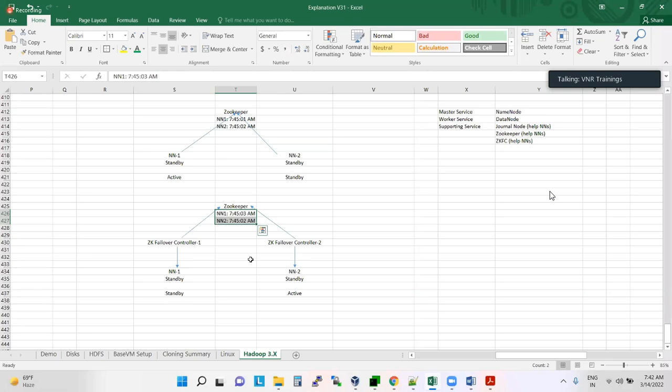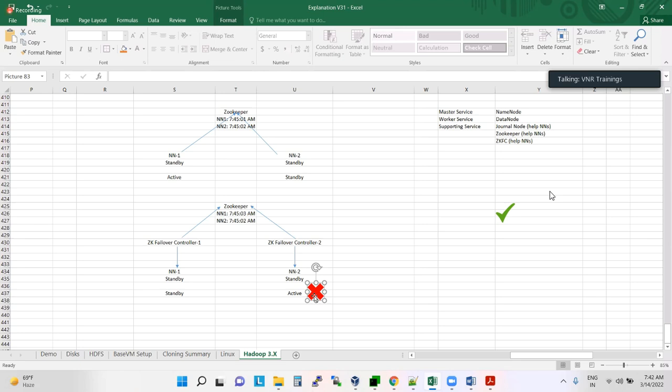Now the question, suppose the active name node is down. What will happen if the active name node is down? What will happen? Zookeeper knows node 2 is down. So the failover controller will send this information to Zookeeper, saying, hey Zookeeper, our boss is dead, is not running at all.